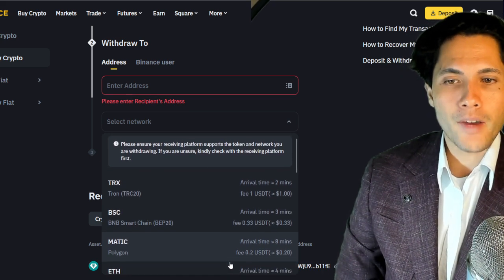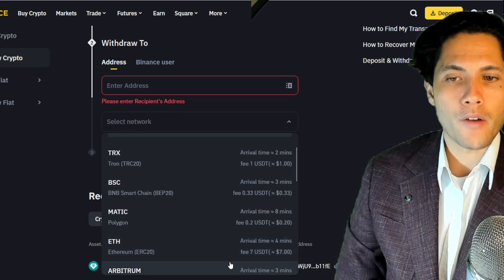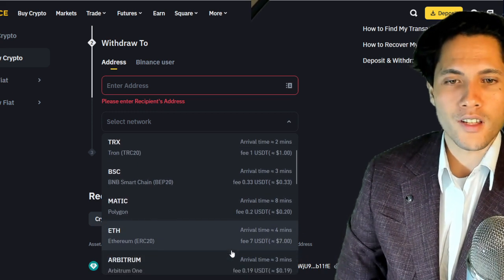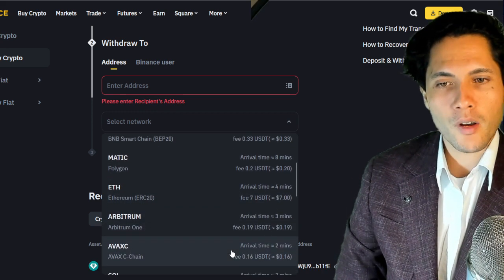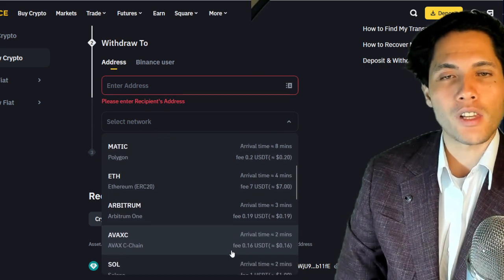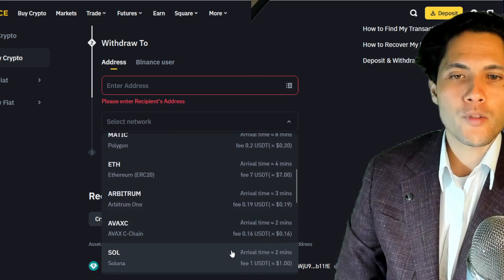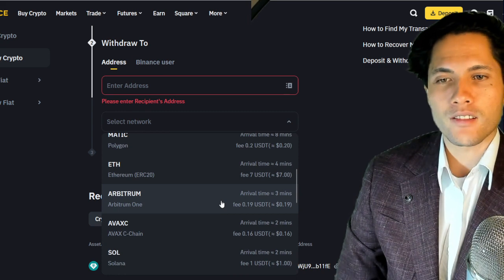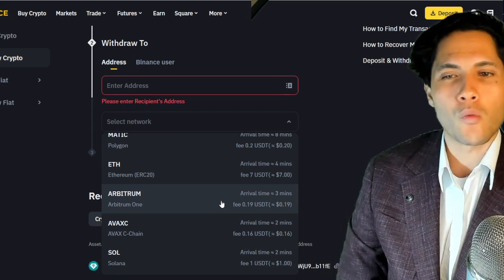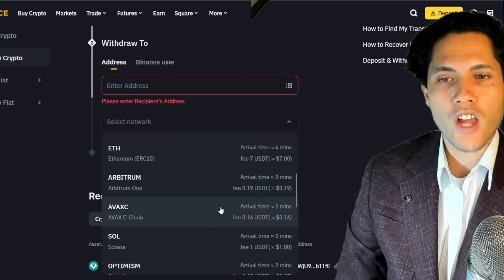Matic. And as we go down the list, of course there's ETH, but you're definitely not going to want to consider that. There's other ones that are cheaper, but they're more obscure and people are less likely to use them. Arbitrum, USDT Arbitrum is something that I've never really heard anyone use before. AVAX C Chain is a good one.